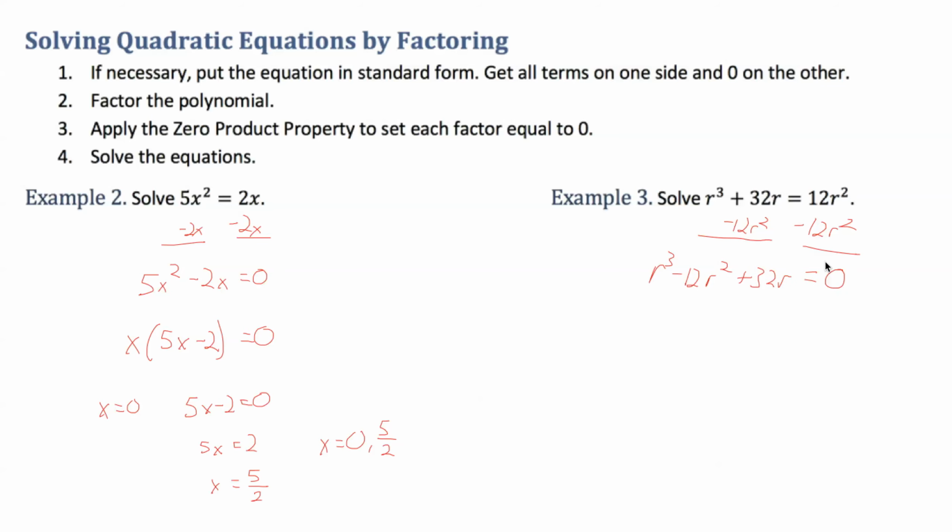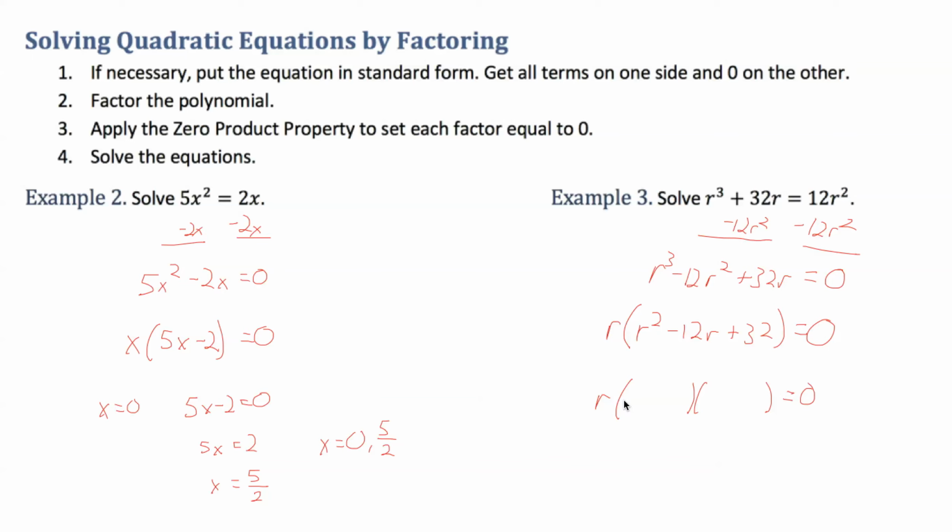And again, this is a cubic function, but we do notice in each term there's an r, so we can factor out an r. We factor out an r, we're left with r squared minus 12r plus 32. Well, now inside the parentheses here, we have a quadratic equation. Make sure we bring this r down. Don't just forget about it.